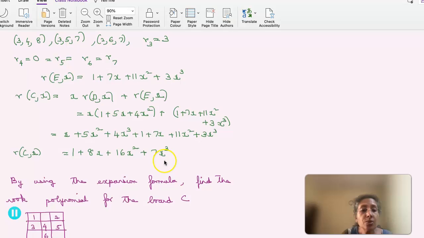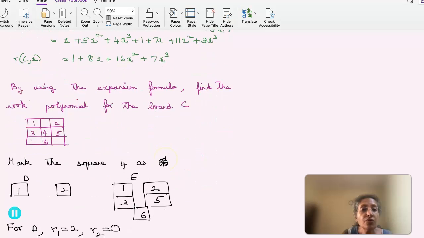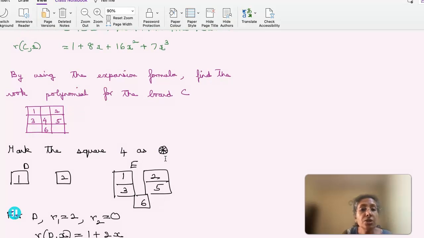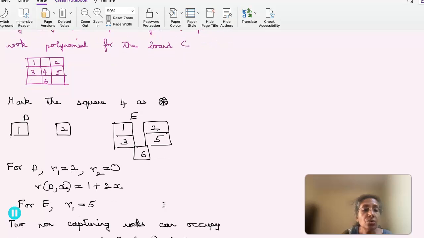Now coming to the next question, by using the expansion formula, find the Rook polynomial for this board C. So I'm marking this 4 as star. We generally try to use the center square as star, but again there's no hard and fast rule. So D is just 1 and 2 and this will be E: 1, 3, 2, 5 and 6. For D, R1 is 2, R2 is 0, so R_D(x) is 1 plus 2x. For E, what is R1? 5, there are 5 squares.